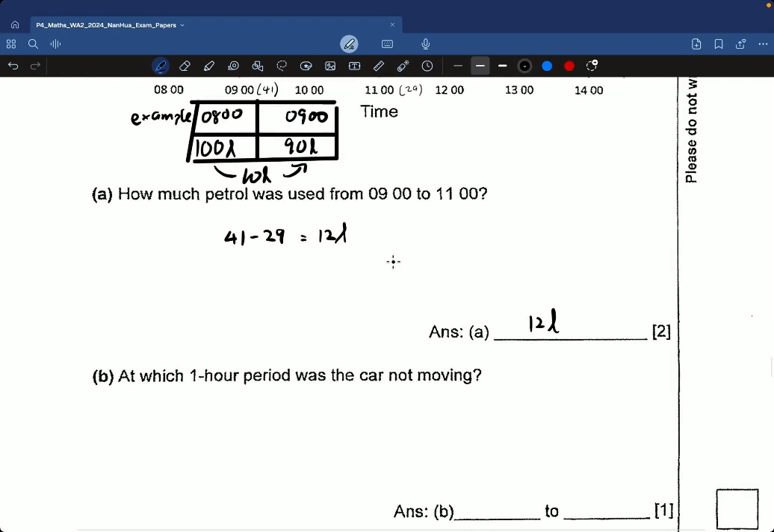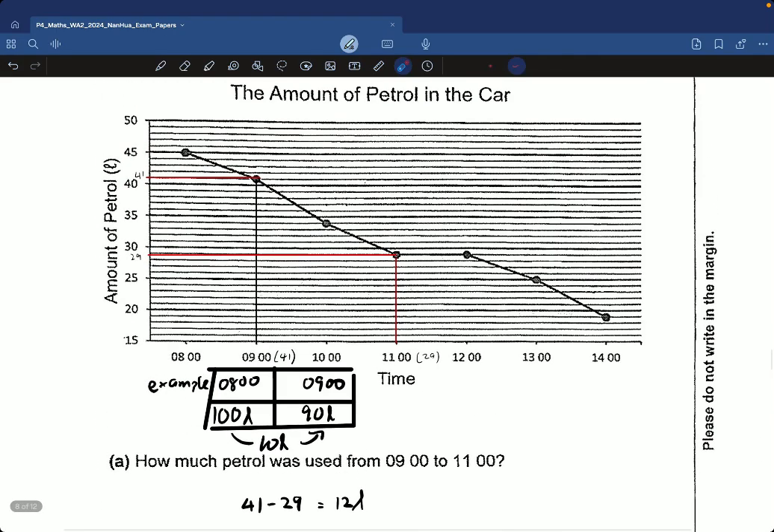At which 1 hour period was the car not moving? Okay, so if you look at the graph, there is one period that the car was not moving. Can you guess which one? So, if the car is not moving, are we using any petrol? Probably not. So, one thing you could see is that there was one point where it was not moving, which is from 11 a.m. to 12 p.m., right?